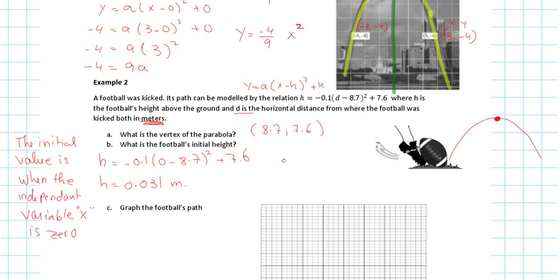the initial height of the football was 0.031 meter. I'll be looking for the therefore statement, and I'll be looking for the unit.